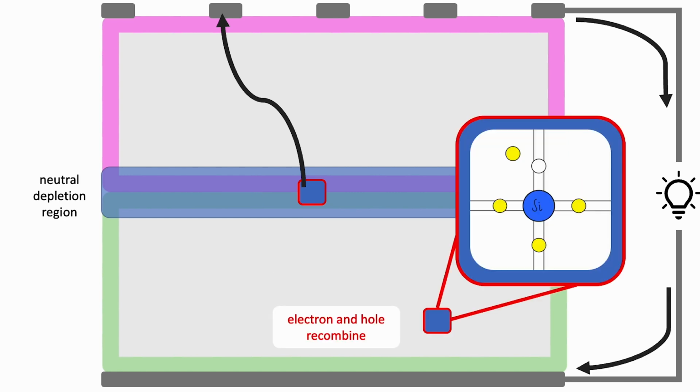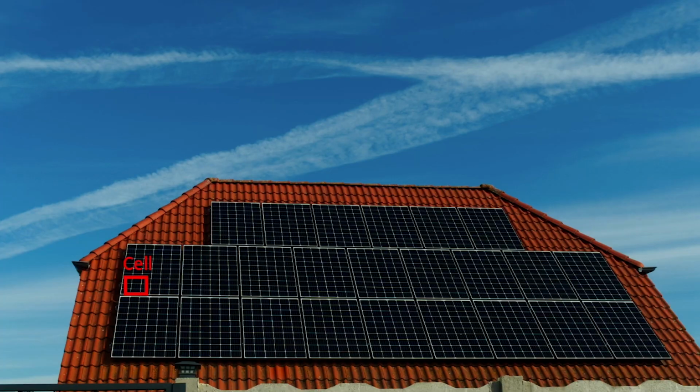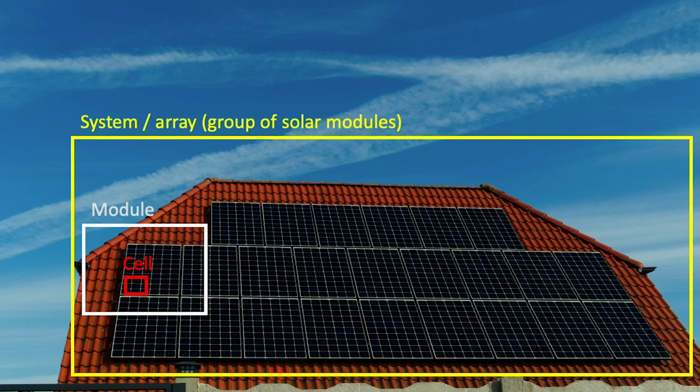As the electron flows through the wire, it can carry out work for us and light a light bulb, for example. And that's how it all works. I can now join multiple solar cells together and create a solar panel or a solar module, and join multiple modules together and create a solar system.